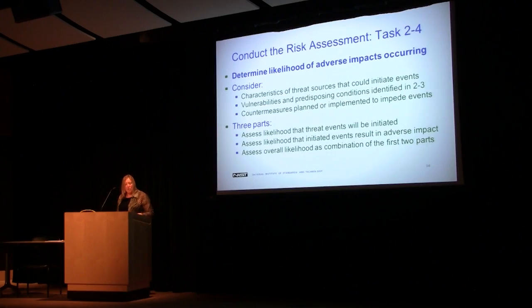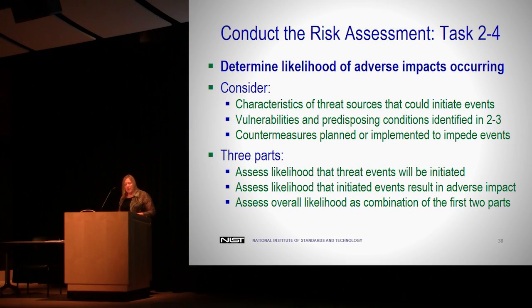Now in task 2.4, we determine our likelihoods of adverse impacts occurring. So how likely is it? If we say one of our threats is a nuclear bomb that's going to obliterate our entire city, hopefully that's not too likely. That's an extreme example, obviously. That might not even be something you want to consider if it's so unlikely as to be unrealistic, or even as to not matter. But we want to determine the likelihood of the impacts occurring.